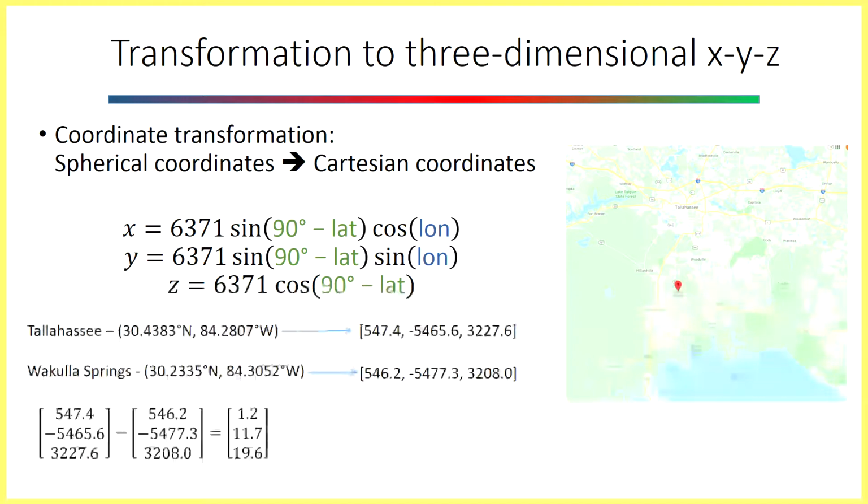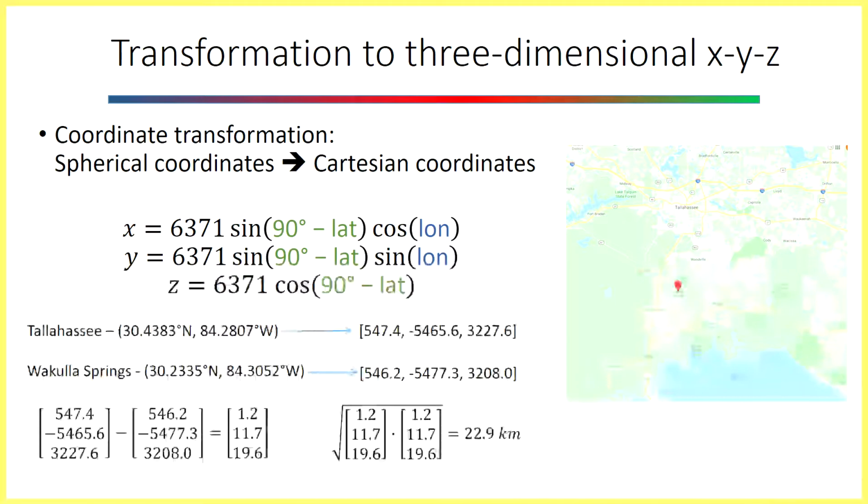We find that the vector describing the distance between the two locations is equal to 1.2, 11.7, 19.6. And to calculate the absolute magnitude of a vector, or in other words, the actual distance between 2 points, we take the square root of the dot product of that vector times itself. The square root of the dot product of this vector times itself is equal to 22.9 kilometers. So that tells us that Tallahassee and Wakulla Springs are 22.9 kilometers apart.